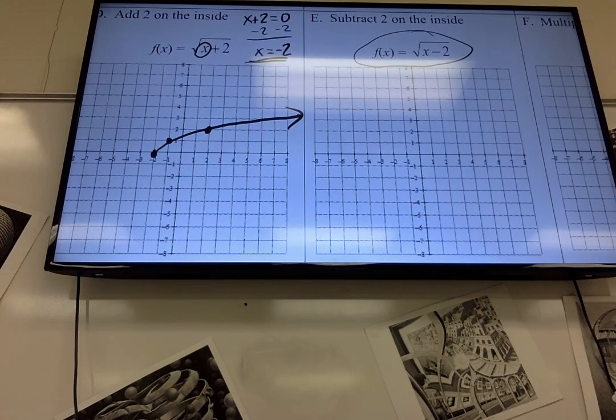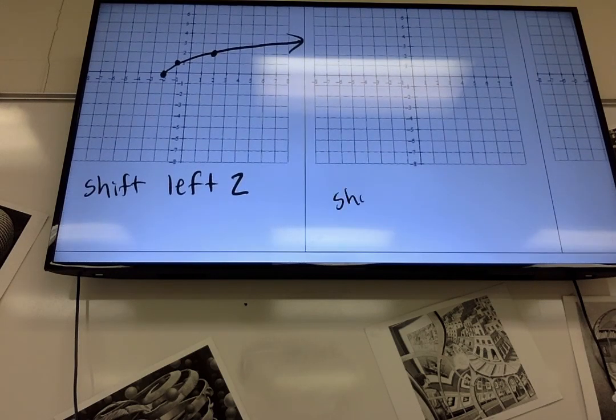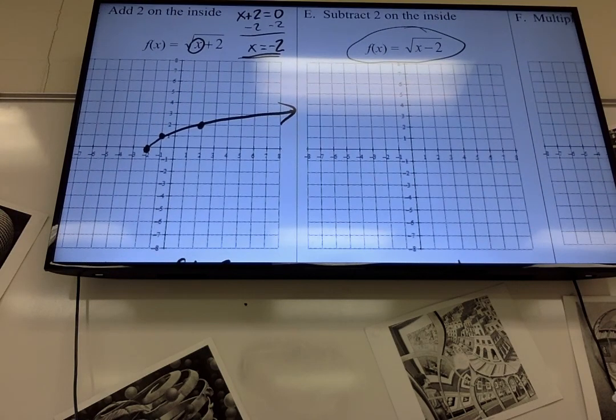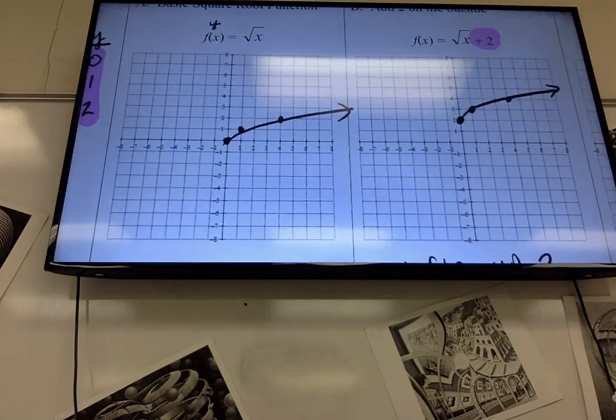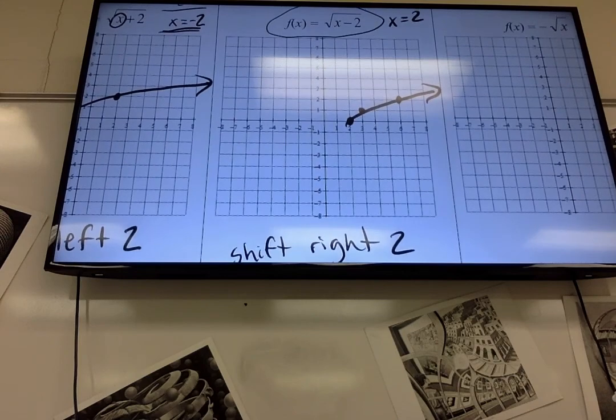Like for this one, we said it was going to shift right 2. And the same thing, you can take that x minus 2 and equal it to 0. And that tells you that that first point is going to be there at 2. Now if I put in 3, I'd get 1. If I put in 6, get 2. So it's been scooted over. It's taken this original 1 and it's scooted it to the right 2.